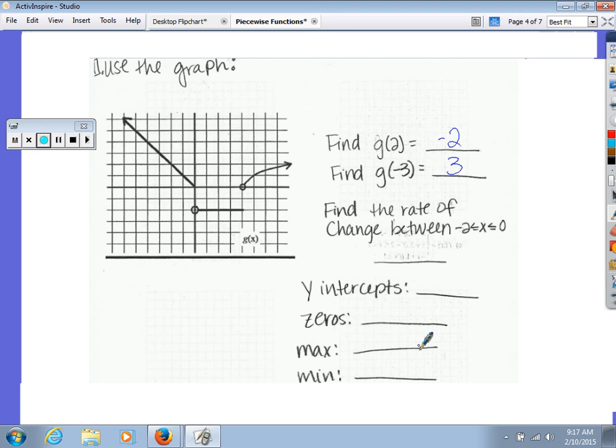And then I wanted to throw in a rate of change problem. But before we do the rate of change, let's talk about these open circles. One second. Ask me your question in a second. Let me pause the video.